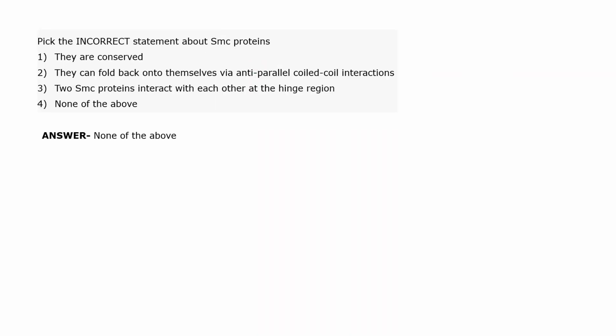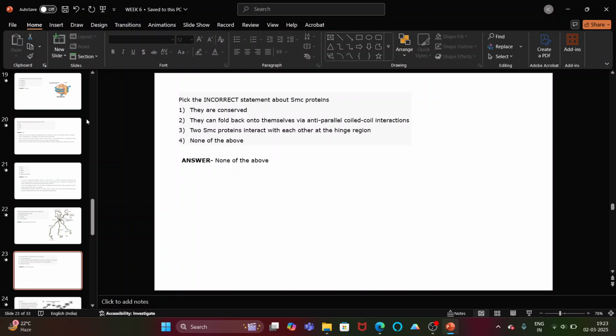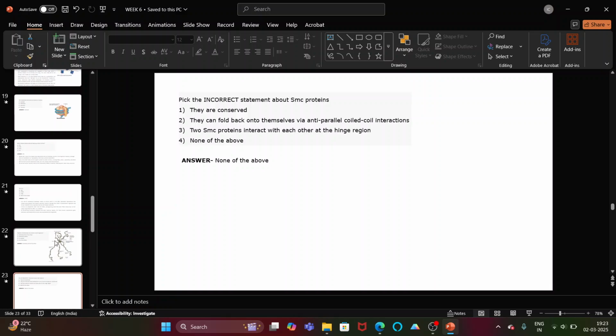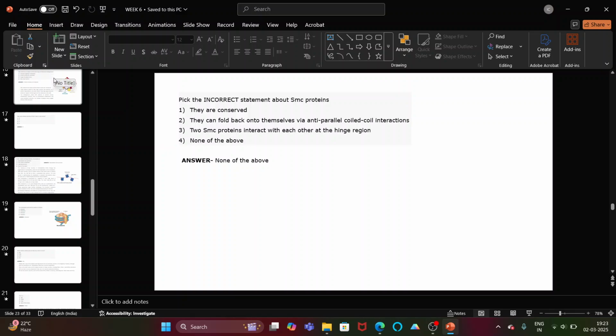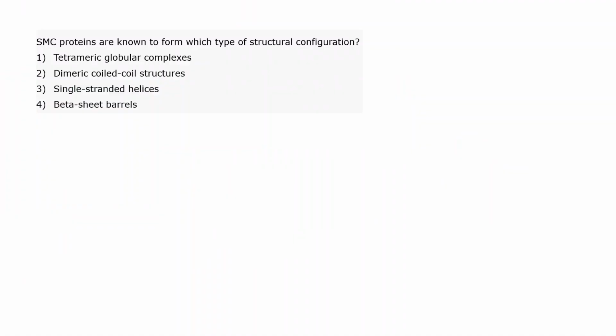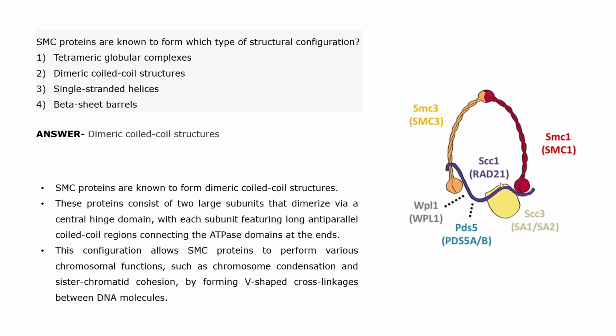So I will just go to a previous slide. The first option is they are conserved. We can discuss it much better in this case. So this is one of the SMC proteins. This is a cohesin structure, the cohesin molecule we have discussed before. If you look at one of the SMC proteins, take SMC3, these SMC proteins are highly conserved in nature. That's one of the things. It does not show much variation within each and every organism.